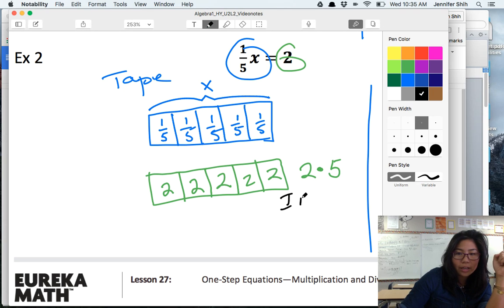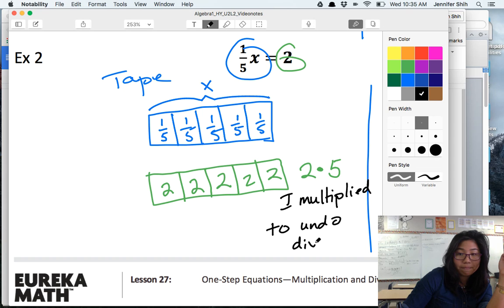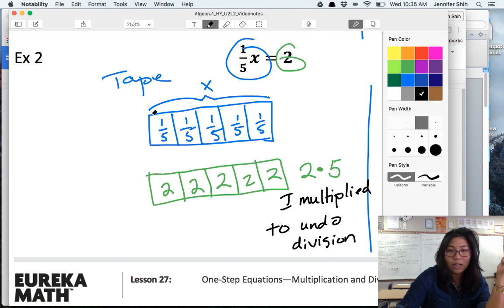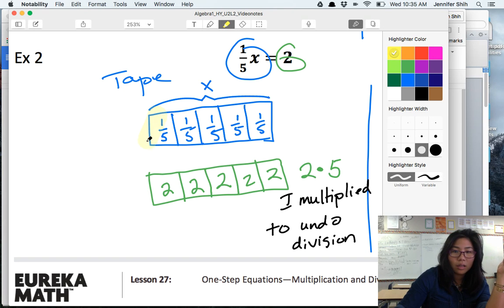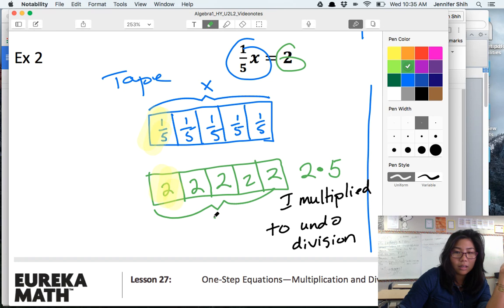I multiplied here. I multiplied to undo division. So in my tape diagram, each one of these was equal to 2. That's what this said. But we needed 5 of these to equal x. And so this entire length here is also equal to x. So what does x equal? 10.